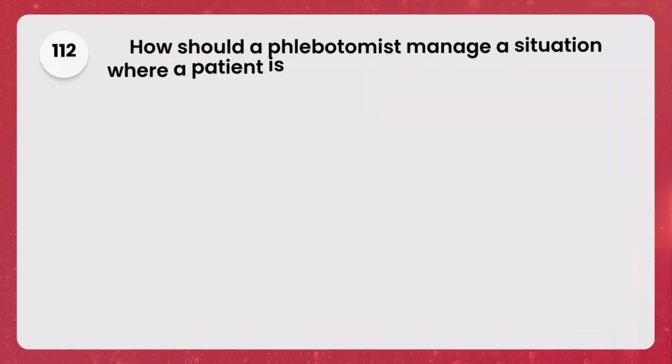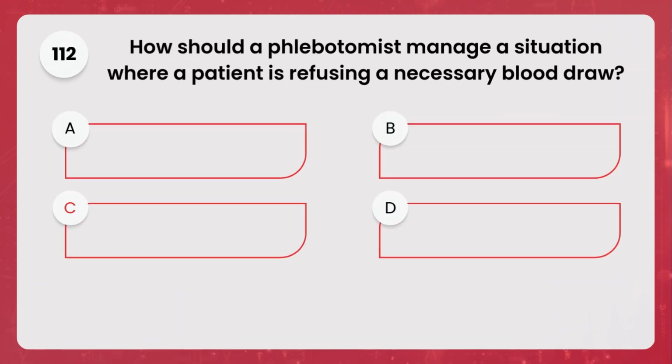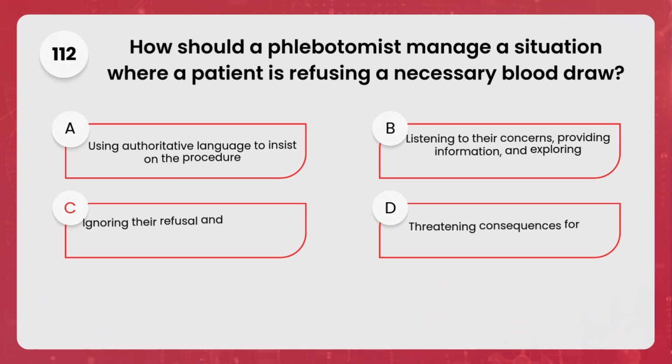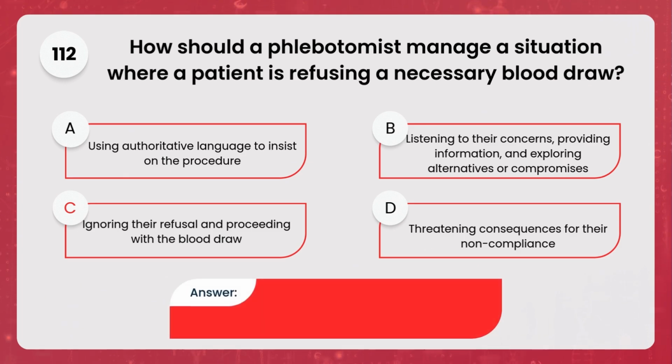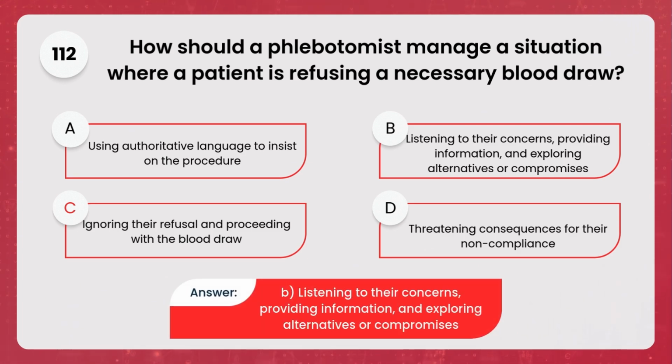Number 112. How should a phlebotomist manage a situation where a patient is refusing a necessary blood draw? A. Use authoritative language to insist on the procedure. B. Listening to their concerns, providing information, and exploring alternatives or compromises. C. Ignoring the refusal and proceeding with the blood draw. D. Threatening consequences for their non-compliance. The answer is B. Listening to their concerns, providing information, and exploring alternatives or compromises.